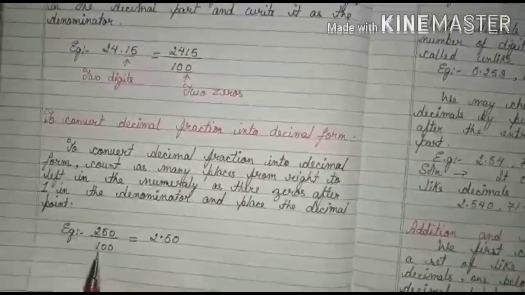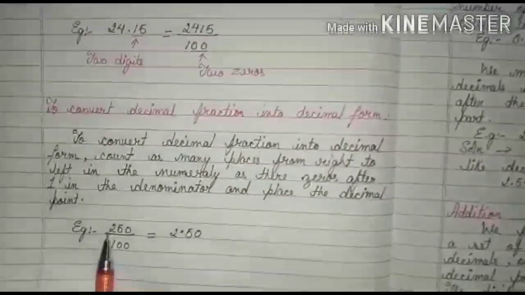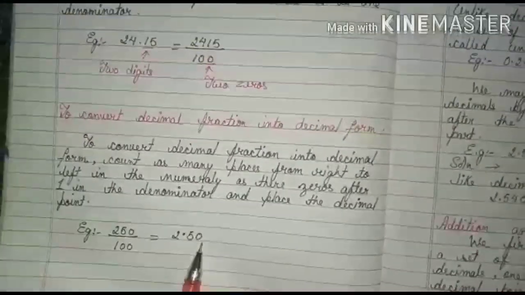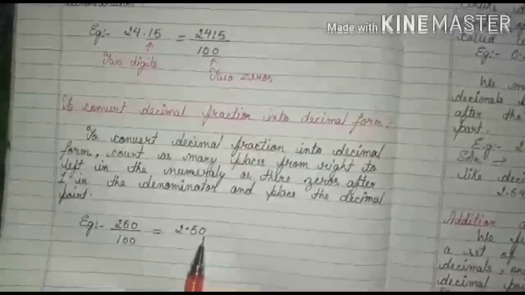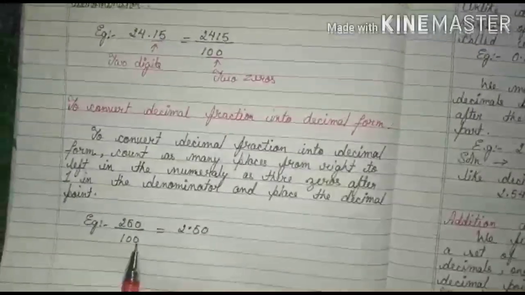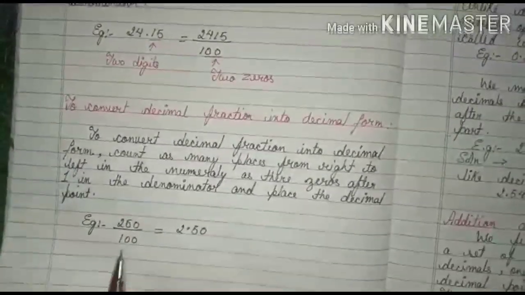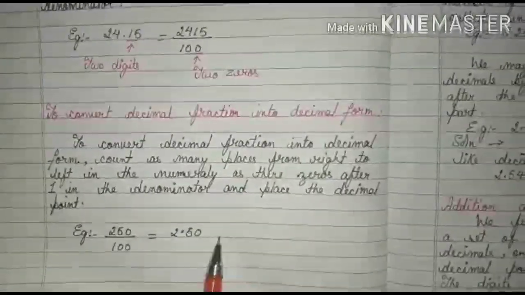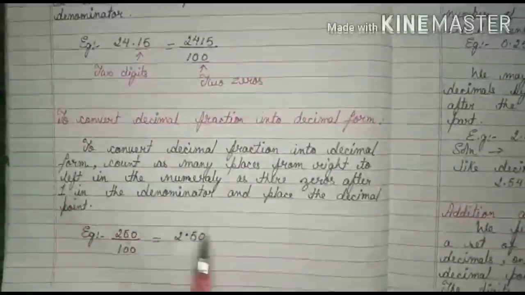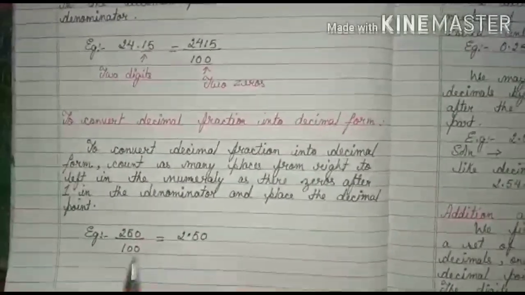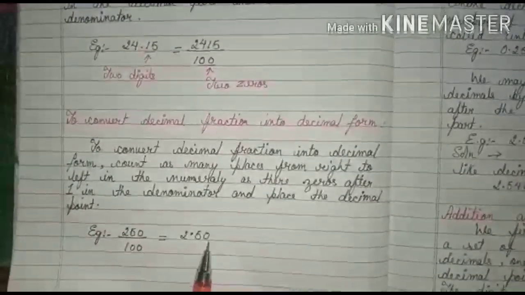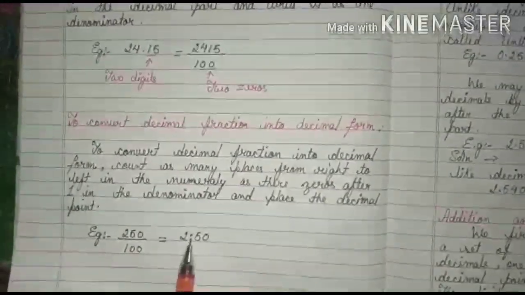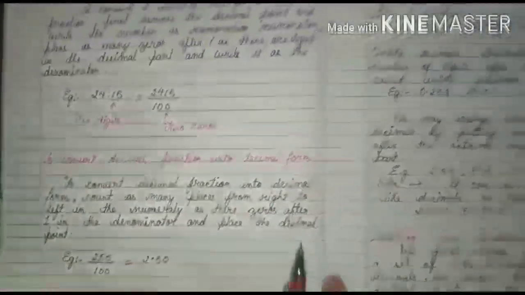Here in this given example the numerator is 250. Then after that what we have to do is put the decimal point according to the number of zeros in the denominator. Count the zeros, then count that many places from right to left. So there are two zeros, so two places: 1, 2. Then after that we have to place the decimal point.